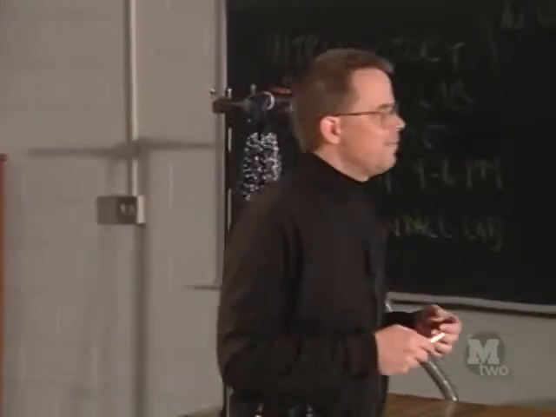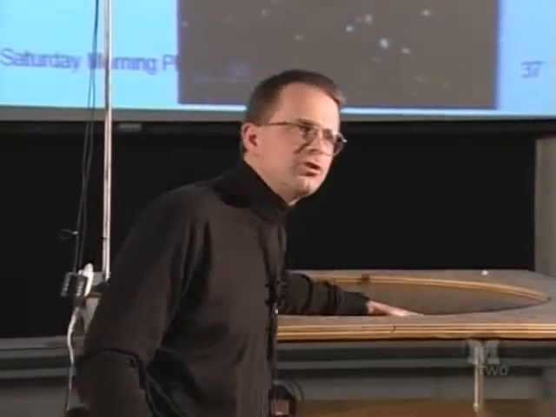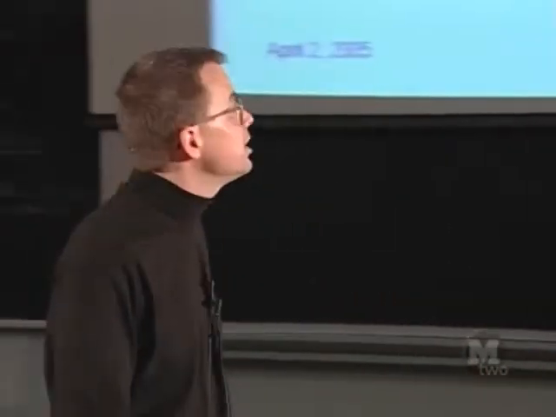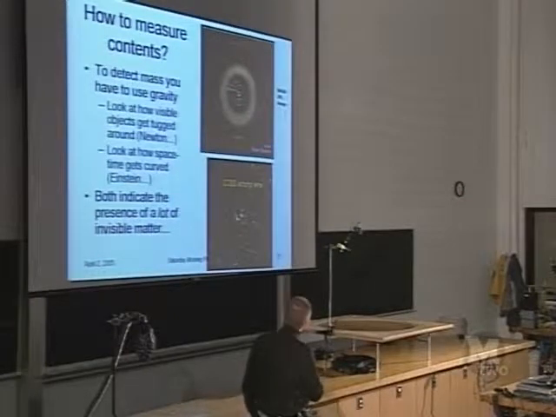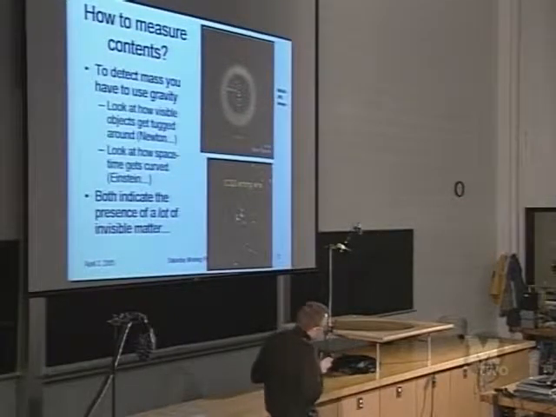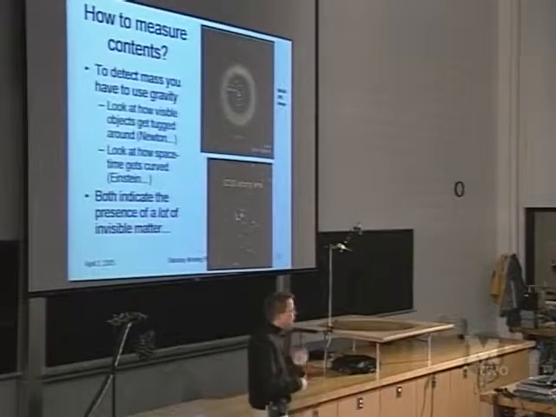But there's another way. Einstein said that the presence of mass inside something will curve space-time. So if you measure the space-time curvature, you can measure how much mass there is. All right. Both of those methods are now used very extensively. We look at the motions of objects to determine masses, and we look at the distortions of light that passes through the curved space-time in order to measure the presence of matter.